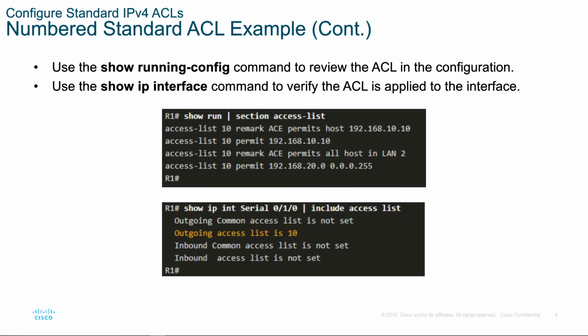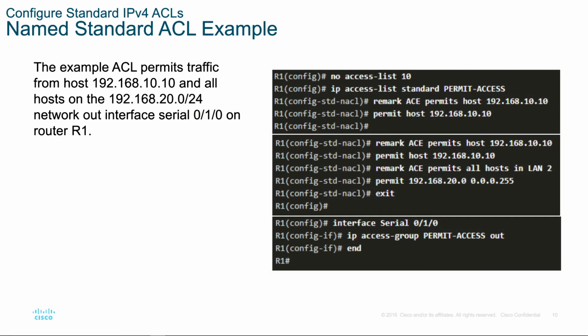So you can check your configuration with the show running config command, or you can view the application of the access list using the show IP interface and specifying the interface that you want to look at, and within the output we'll have the outgoing and inbound access lists listed, and you can see whether it's been applied to the interface or not.